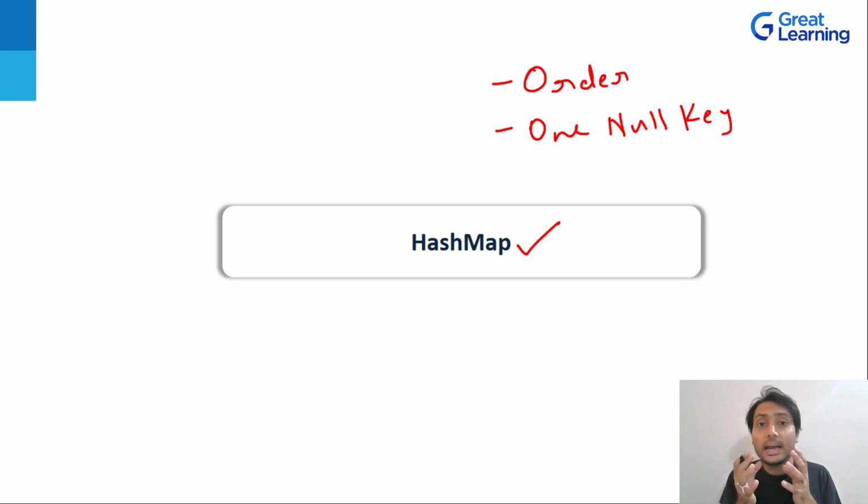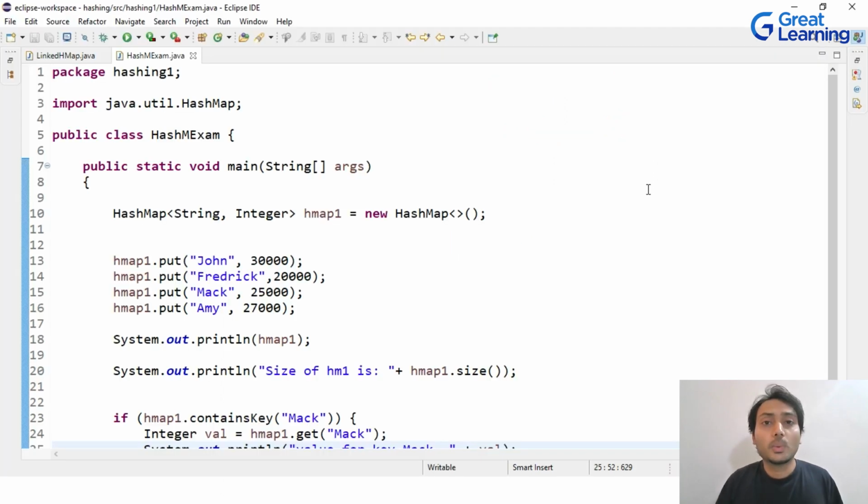So a HashMap is nothing but a combination of key and value pairs. Here you can have one null key but multiple null values, and more than one null key is not valid. If you do that, whatever is the latest value of that particular key is what is considered inside the HashMap. So we'll quickly jump to the demonstration part and see how exactly this HashMap works. This is one example for HashMap implementation.